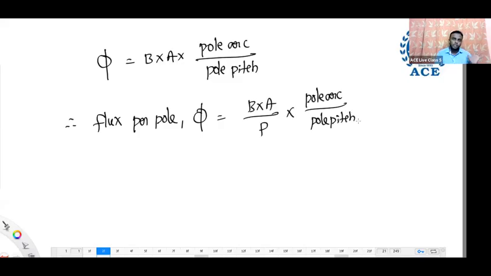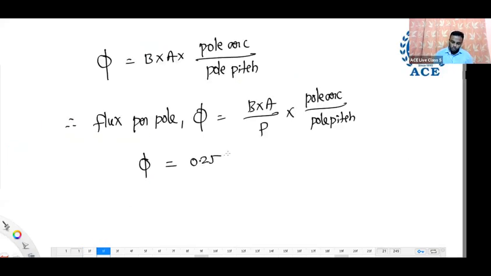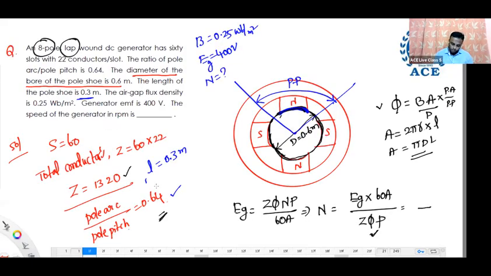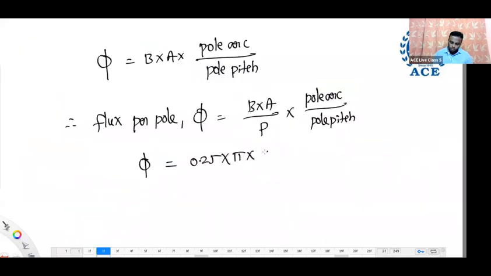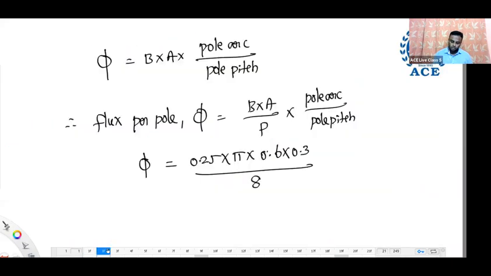This is only what you have to know. That's it. And what is the B value given? B is given here, 0.25 Weber per meter square. And what is the area? Pi D L, pi into diameter. What is the diameter given? 0.6 meters. L, the length of the pole shoe, how much? 0.3 meters. Divided by how many poles are there in total? 8 poles in the question, but I have taken 4 here just to show it. Okay, don't get confused by that. Into pole arc to pole pitch ratio, which is 0.64.